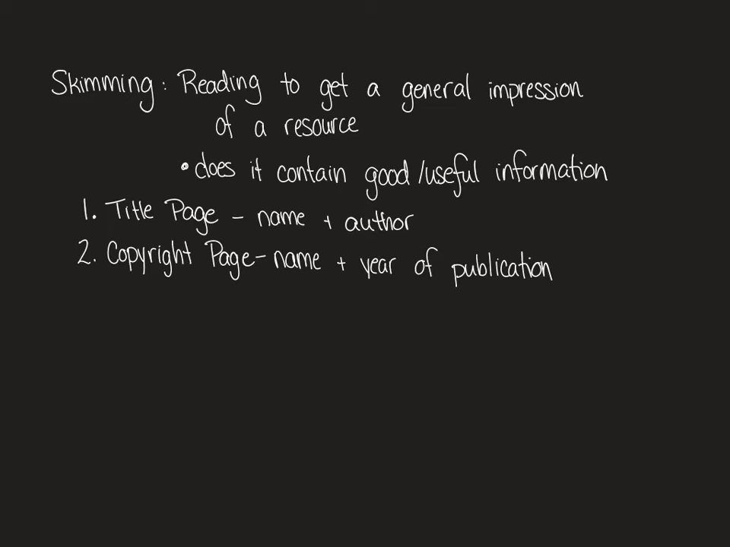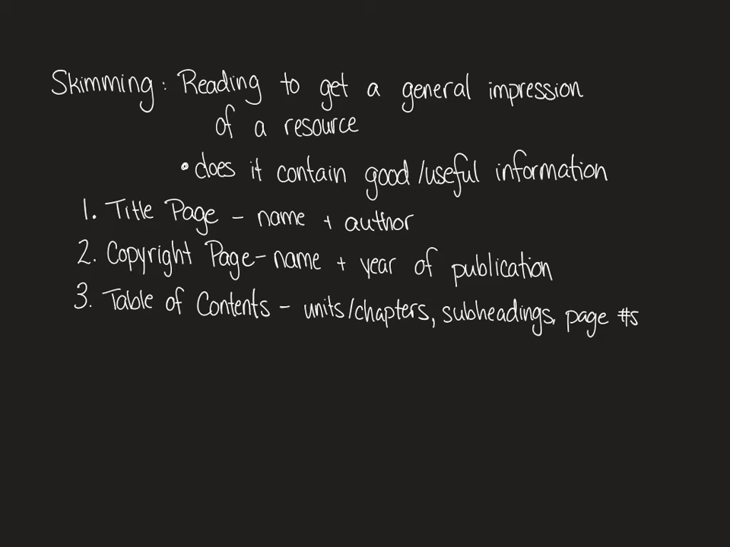And this is going to tell you the name of the publisher and the year that the book was published in. The table of contents is found near the beginning of the book, and it lists the unit or chapter titles. Sometimes it'll include the subheadings and the page numbers where each of these begins.